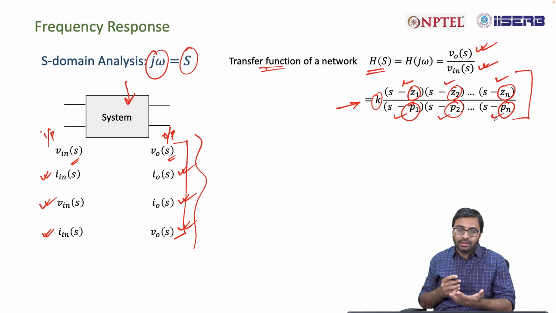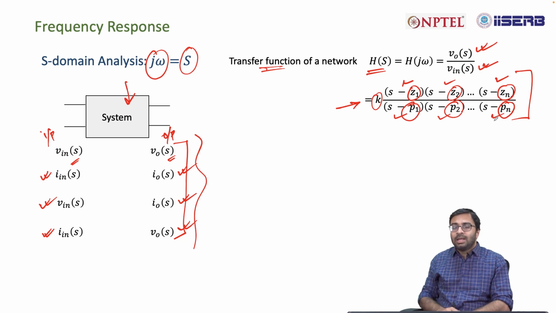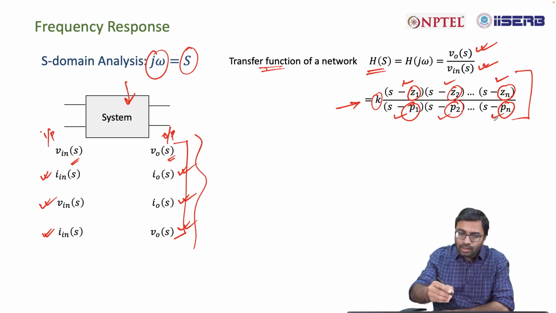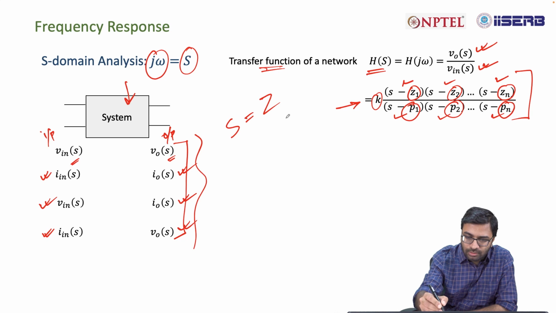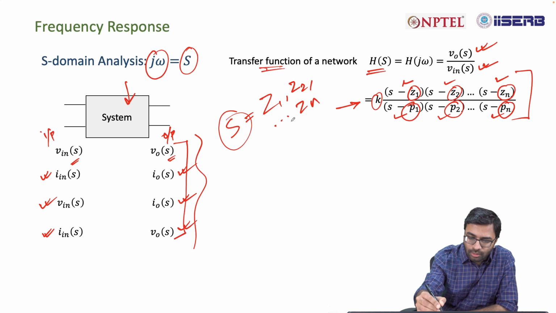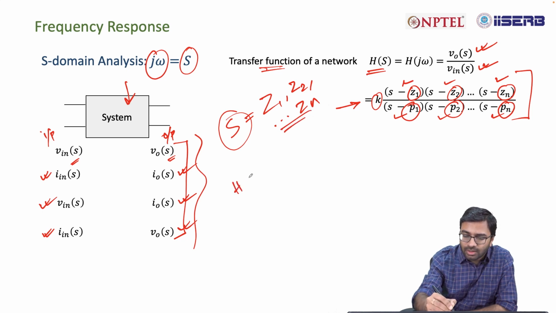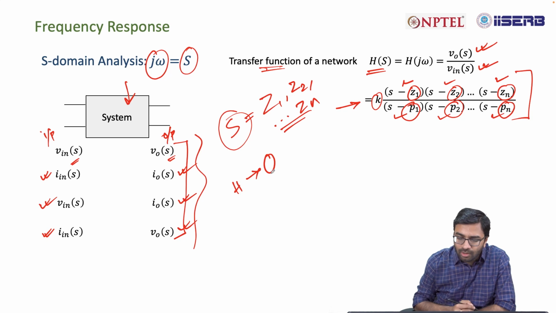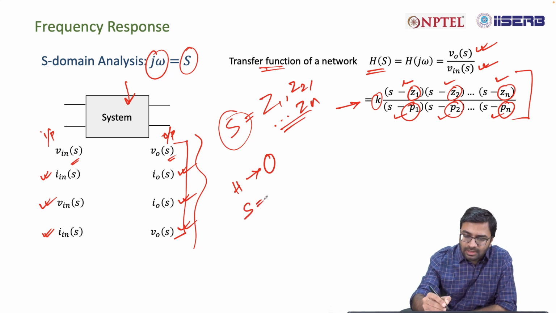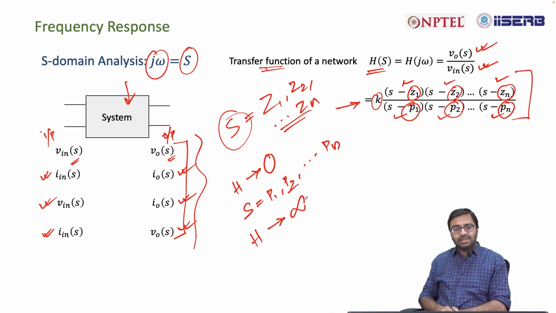You probably have studied poles and zeros in your analog circuits. However, just to recap the entire discussion, I am showing it here as well. So if your S is equal to any of the zeros, maybe Z1, Z2 till Zn, in that case your transfer function will be 0. However, if your S is equal to any of the poles, then your transfer function will tend to infinity. So this is the basic discussion regarding the transfer function.